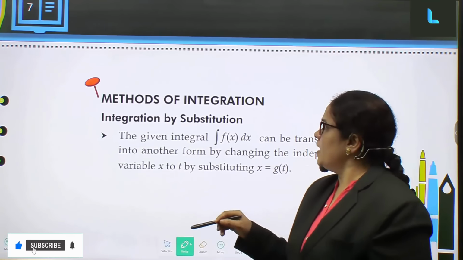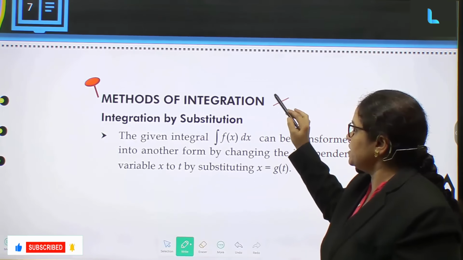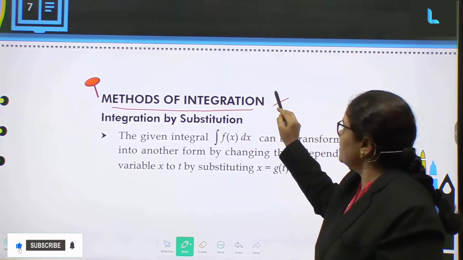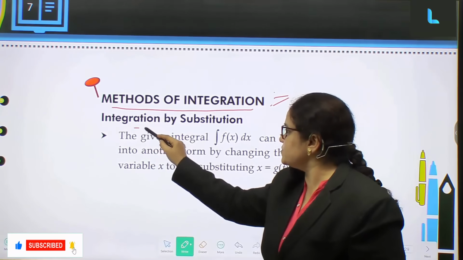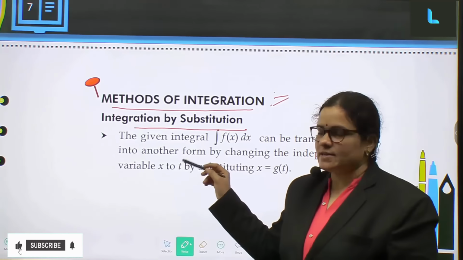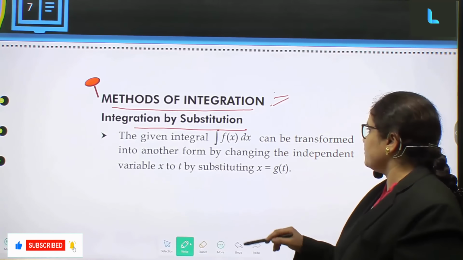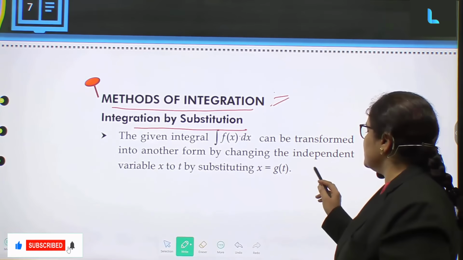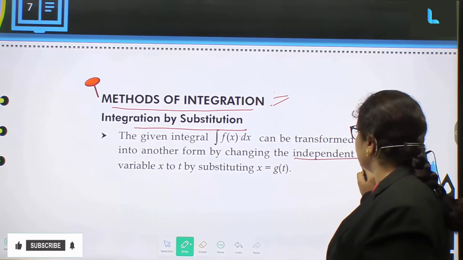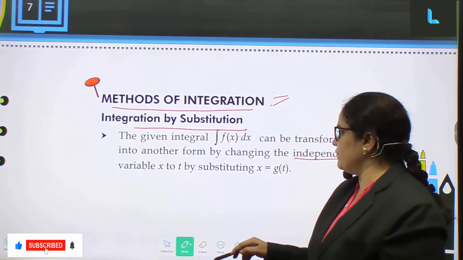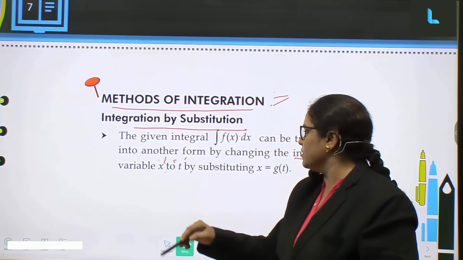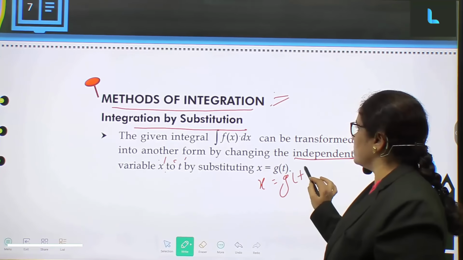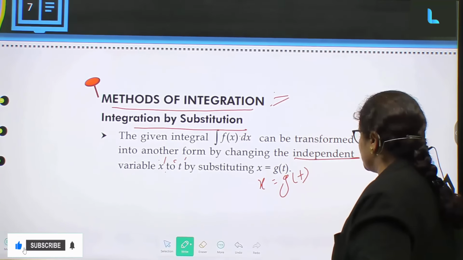So these are the properties of indefinite integrals. Next, methods of integration. The first method is integration by substitution. Let's see what that is. The given integral of f of x dx can be transformed into another form by changing the independent variable x to t by substituting x equal to g of t. So this is the integration by substitution method.